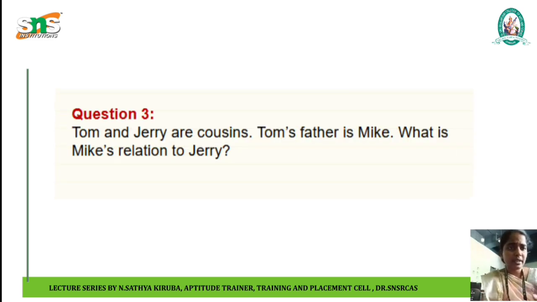Tom and Jerry are cousins. Tom's father is Mike. What is Mike's relation to Jerry? Now, cousins will be in the same generation, and Tom's father, Mike, will go in the generation above. You will be denoting it with the arrow mark. Now, what is Mike's relation to Jerry? Obviously there will be some uncle sort of relation. You should understand that.